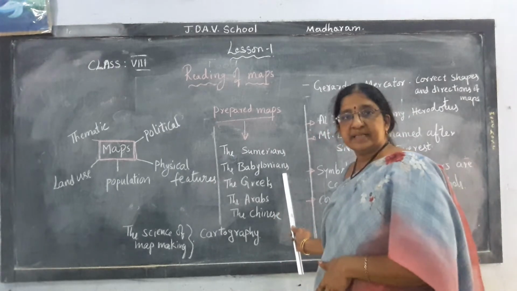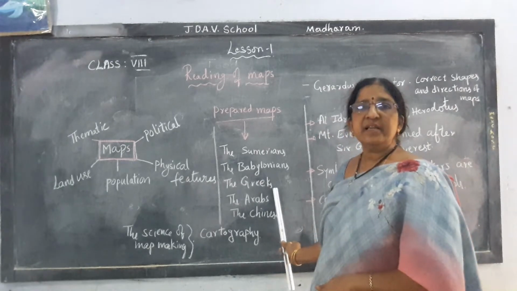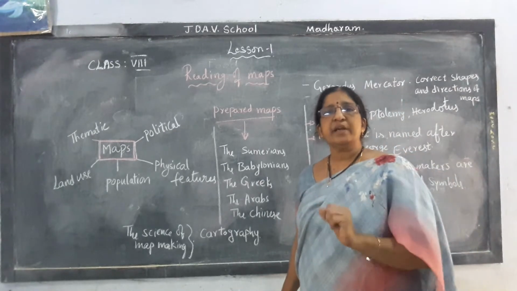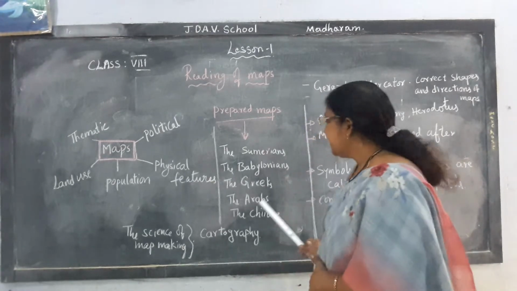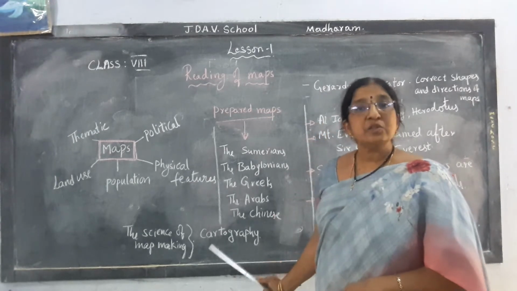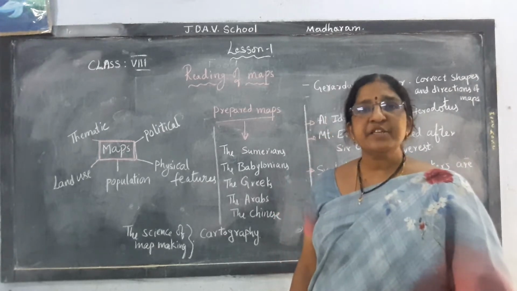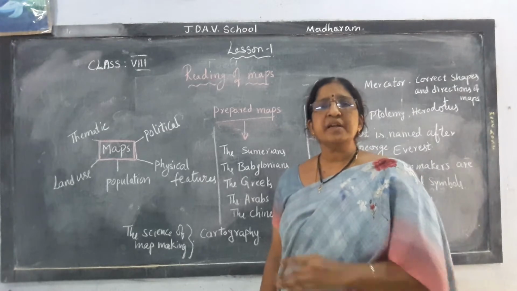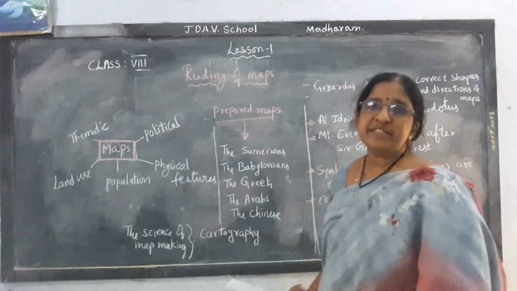And the Babylonians and the Greeks also tried their level best, to extend trade and economic relations. Next one is the Arabs. The Arabs are famous for trade and transactions. They are the first people who started trade and transactions throughout the world's countries. Next one is the Chinese.